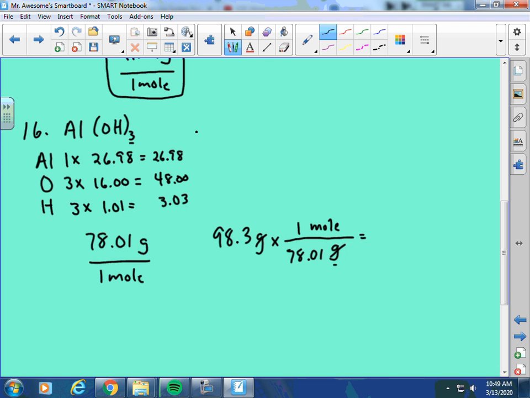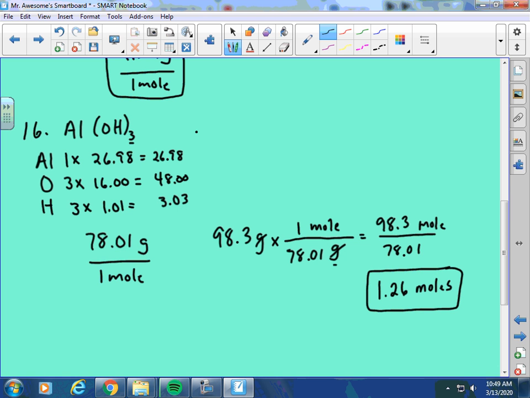On the top, I have 98.3 times 1, which is just 98.3. We do have units up there, moles. On the bottom, all I have is 78.01. So there's our division problem. 98.3 divided by 78.01. Yep, that sounds right. So it comes out to be 1.26 moles. And that's how you do it.